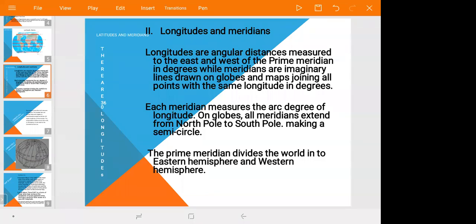Then when you see these longitudes on a globe, what do they make? A semicircle. Yes, they make a semicircle on a globe. But on a map, that means on paper, they are vertically straight and equal. But on a globe, they are semicircles.